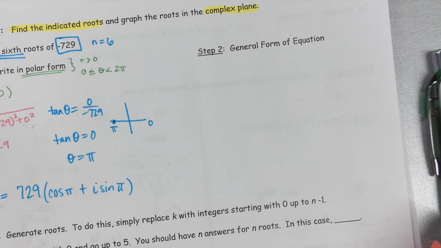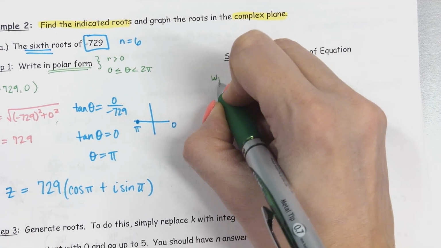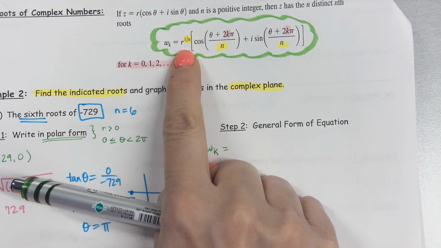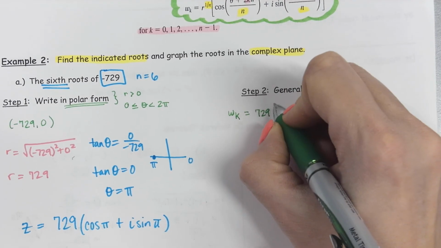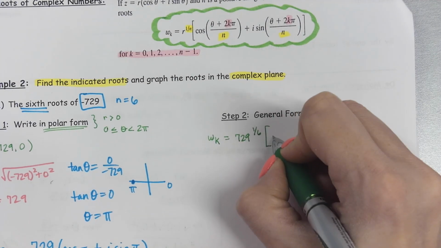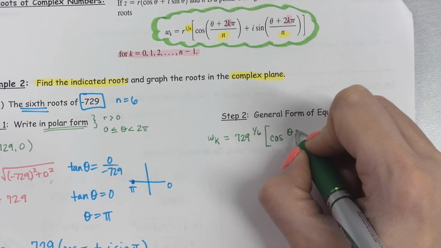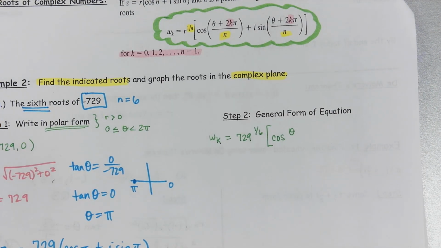I think it's helpful to write out the general form of the equation because this is what you're going to be plugging your values into. So your W sub k, which is r to the 1 over n, is going to be 729 to the 1 over 6 because your n value is 6. And then you have the cosine of theta. Oh, sorry, I want to plug in theta. What is your theta value? Pi. So we're going to plug that in because we just found it. And then it'll be plus your 2k pi over the value of n. So go ahead and plug that in.